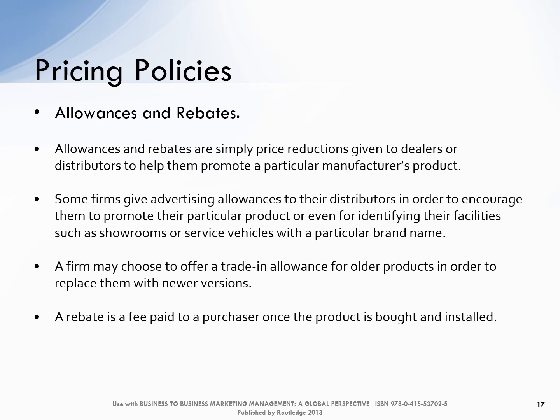Pricing policies, allowances and rebates. Allowances and rebates are simply price reductions given to dealers or distributors to help them promote a particular manufactured product. Some firms give advertising allowances to their distributors in order to encourage them to promote their particular product, or even for identifying their facilities such as showrooms or service vehicles with a particular brand name. A firm may choose to offer a trade-in allowance for older products in order to replace them with newer versions. A rebate is a fee paid to the purchaser once the product is bought and installed.